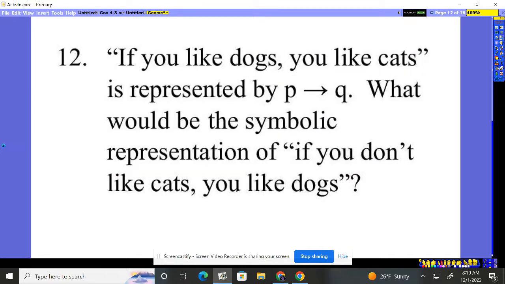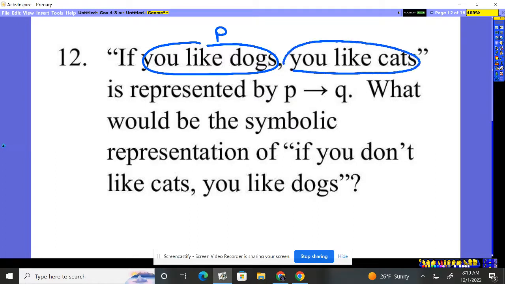Next, another idea, symbolic language is what this is called. If you like dogs, you like cats. Not necessarily true, but let's say it's represented by P implying Q. So you like dogs is the P part. You like cats is the Q part.